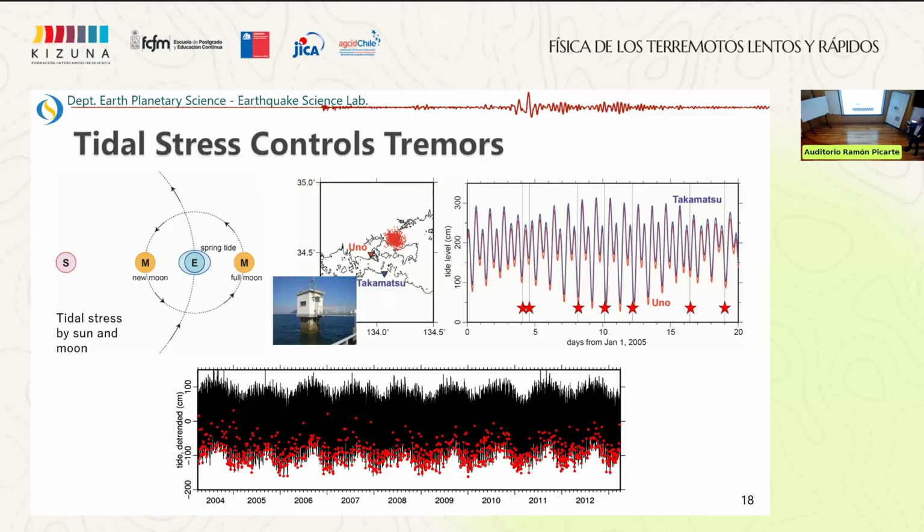This is an extreme example in a part of Japan around here. Here we have a tidal station. A tidal station just measures the height of the ocean. These are tide records at these two stations. They're almost the same. And as you know, tide changes every day, basically twice: high tide, low tide, repeating twice a day. But during this tide change, tremor occurs at this timing, the timing of low tide. This is just 20 days.